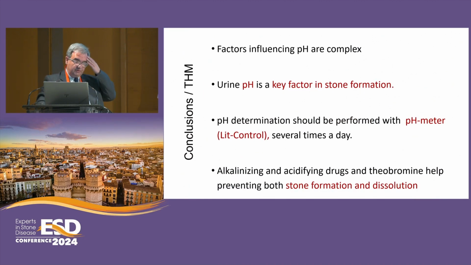So to conclude, I would say that factors influencing pH are complex. Urine pH is key in stone formation. pH determination should be performed with a pH meter, like Lithocontrol, because it's very accurate and it's portable. And the patient can do it at home and several times a day if possible. And alkalinizing and acidifying drugs and theobromine help prevent both stone formation and dissolution. Thank you.